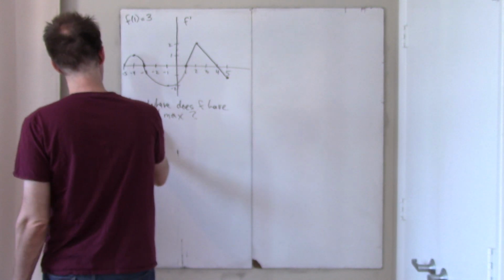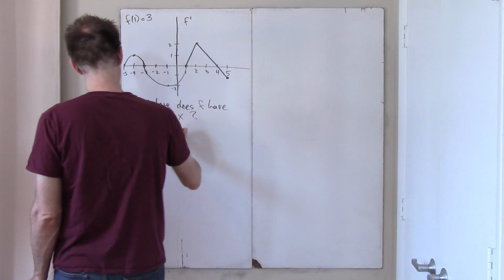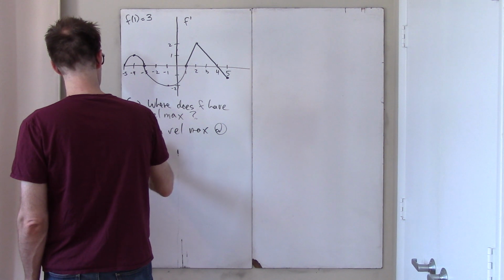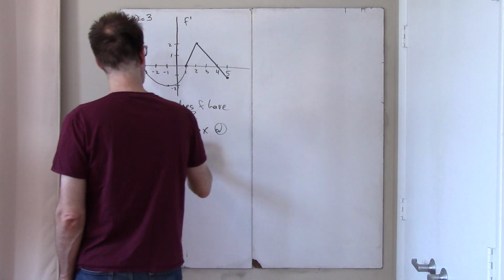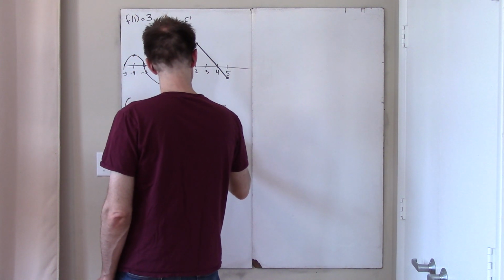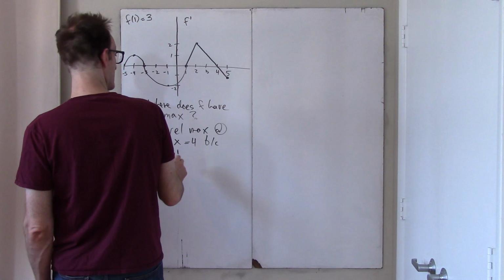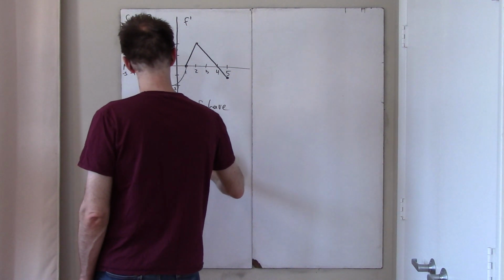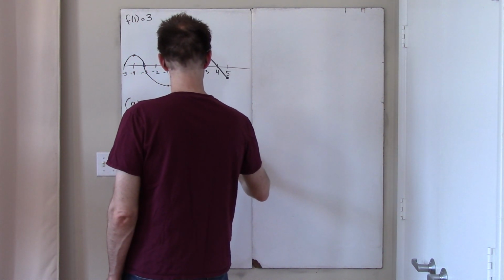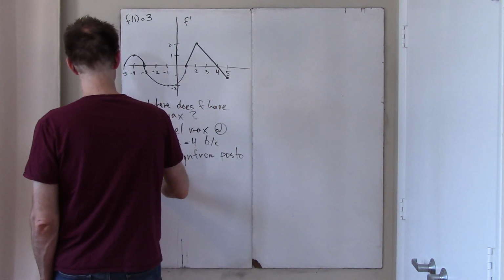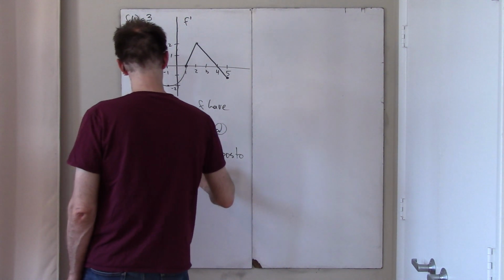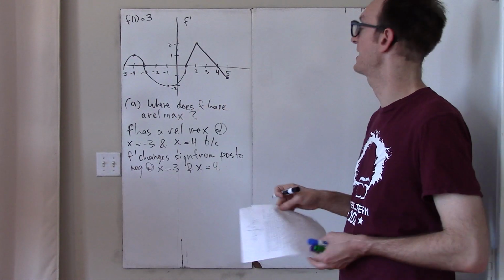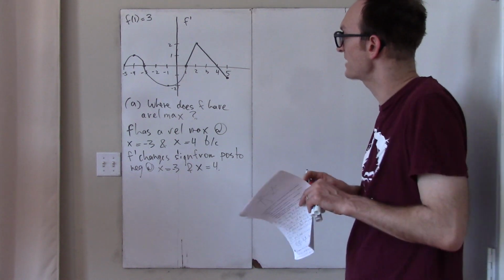And so the answer is f has a relative max at x equals -3 and x equals 4 because f prime changes sign from positive to negative at x equals -3 and x equals 4. That's pretty good.